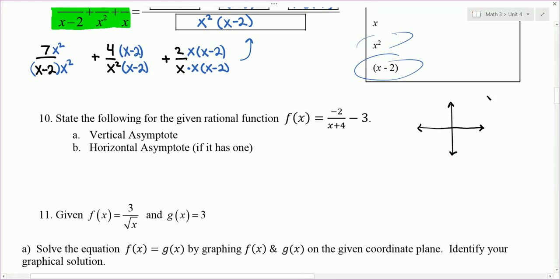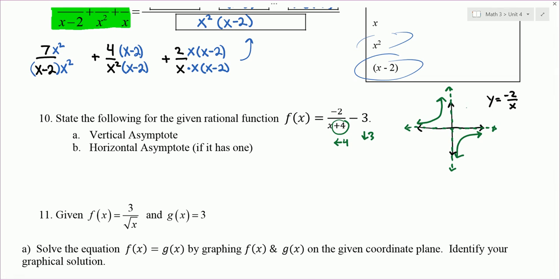Say we had something like y equals -2 over x, which is the parent graph of this one. This has a vertical asymptote along the y-axis and a horizontal asymptote along the x-axis. And it looks something like this. Okay. So what's happening here, this +4 is moving everything to the left 4. And then the -3 is moving everything down 3, including the asymptotes.